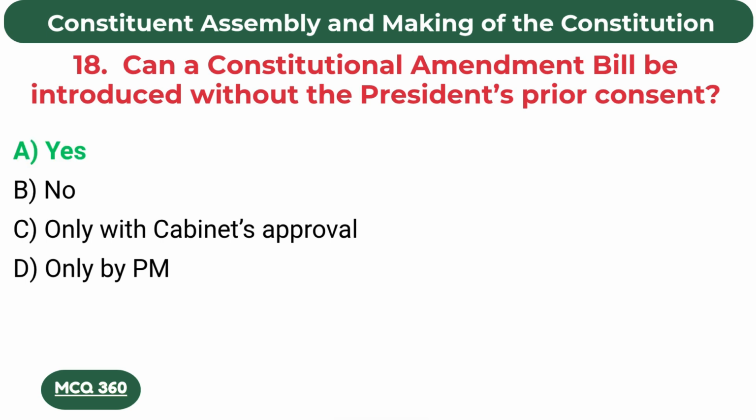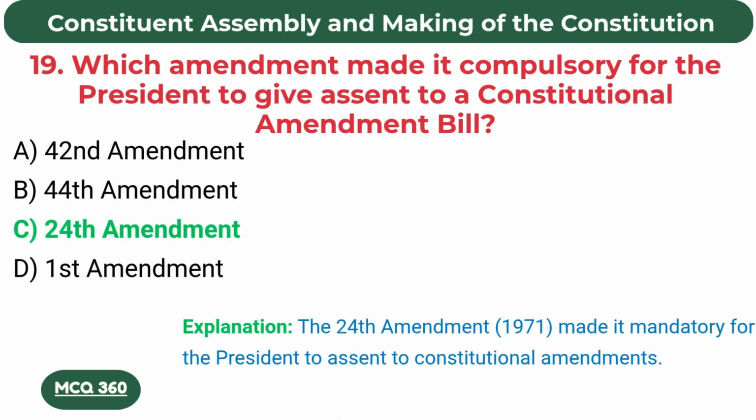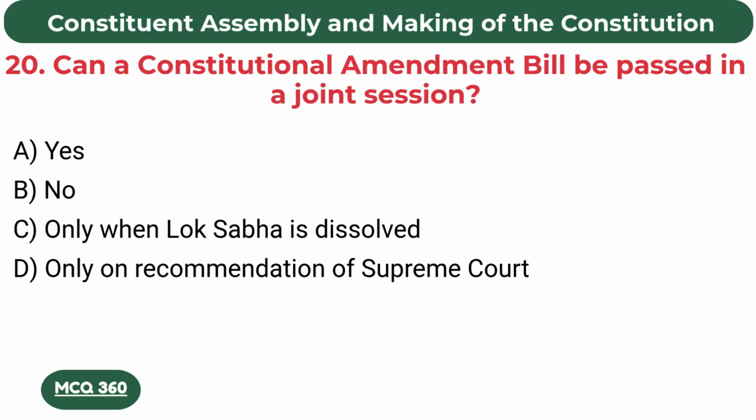Yes. Which amendment made it compulsory for the President to give assent to a constitutional amendment bill? 24th Amendment. The 24th Amendment 1971 made it mandatory for the President to assent to constitutional amendments. Can a constitutional amendment bill be passed in a joint session? No.